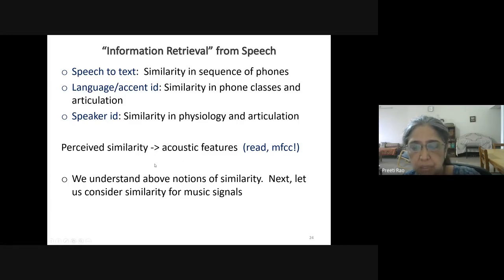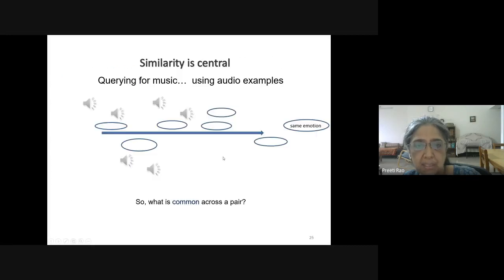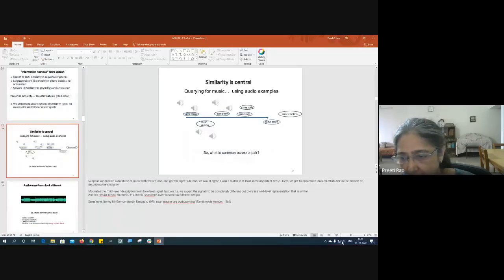Okay, fine. So now let's look at similarity for music signals. I'm just going to play some pairs of signals which, according to me, are similar to each other in some sense, and what I want you to tell me is in what sense they are similar. Okay, fine. So maybe I'll just make sure that the volume is okay.